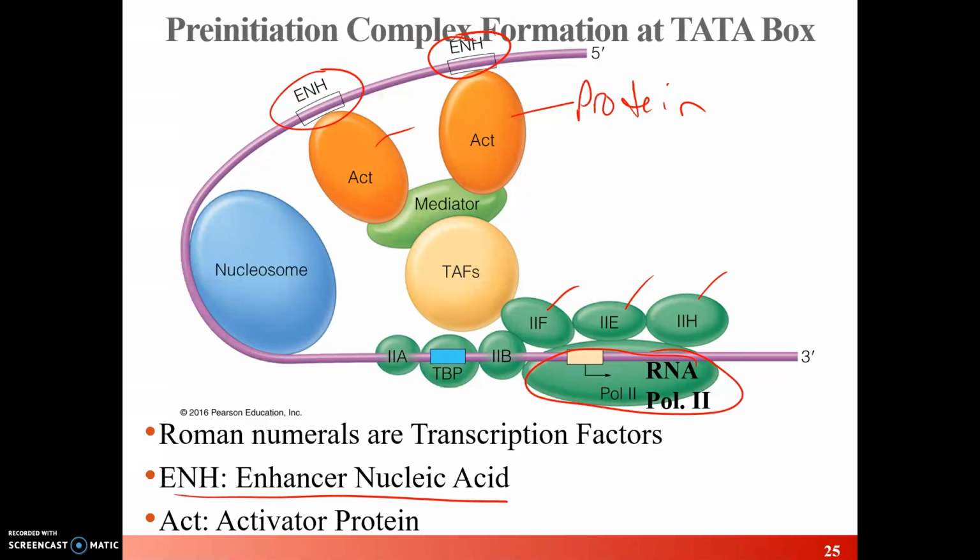TF2H, TF2F, all of those. What do you think this blue thing is if TBP is TATA binding protein? That's where you're thinking that's the promoter, the TATA box, okay?